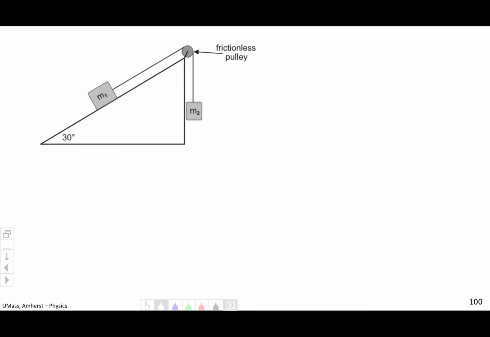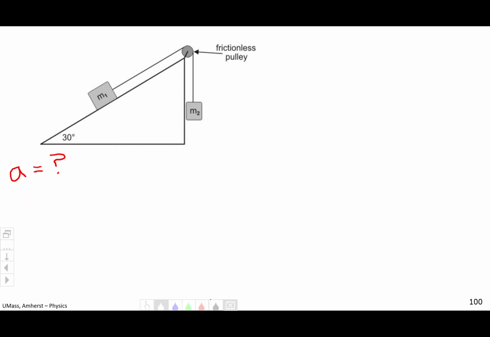So what we would most likely be asked to do here is calculate the acceleration of the system. And in order for us to actually do that, I'm going to throw some numbers on here. The numbers that we would need are as follows.